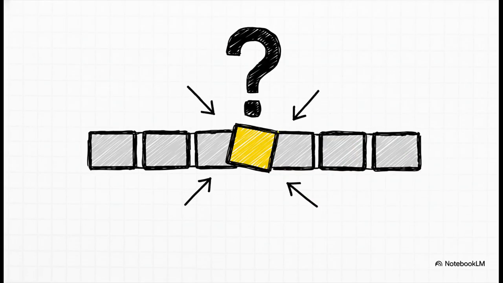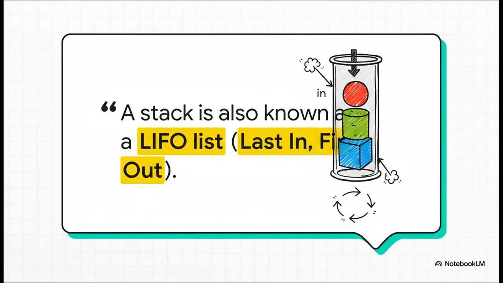Now, an array is awesome for just simple storage and grabbing stuff. But what if the way we add or remove data needs to follow a specific rule? What if our bookshelf isn't for browsing, but for processing items in a very particular order? And that brings us to the stack. A stack operates on this really simple but powerful principle: last in, first out, or LIFO for short.